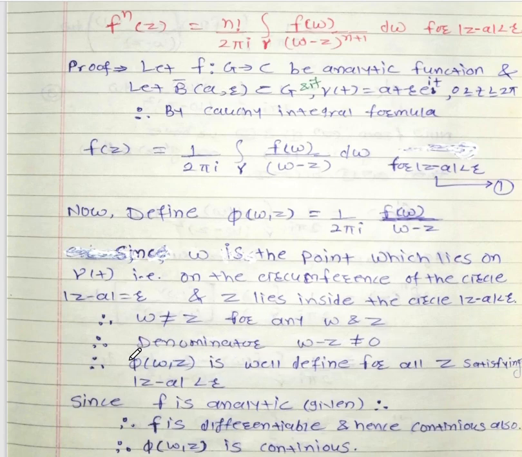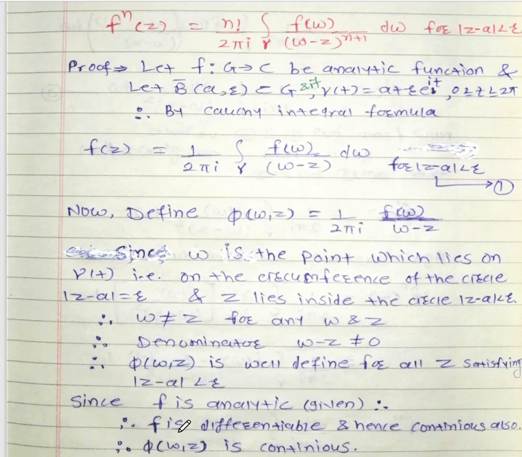So we can say that the denominator w minus z is not equal to 0. Therefore phi of w, z is well defined. Since w minus z is not equal to 0, phi of w, z is well defined for all z satisfying mod z minus a less than r.